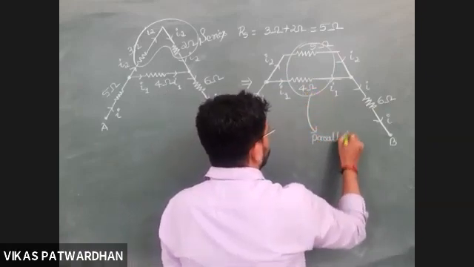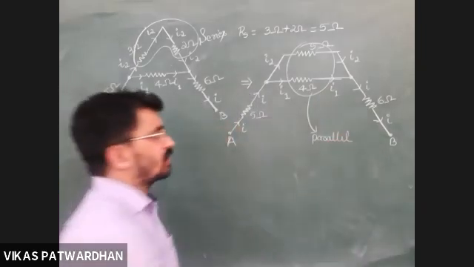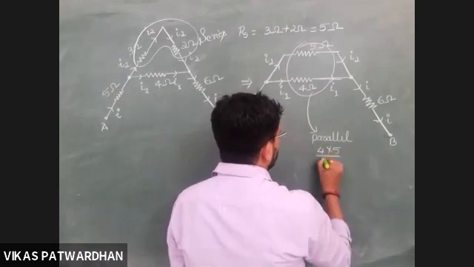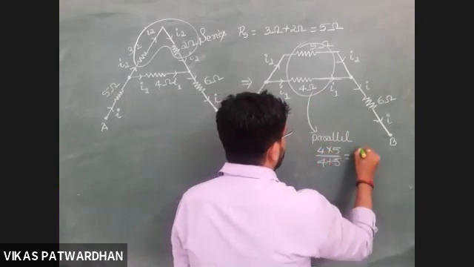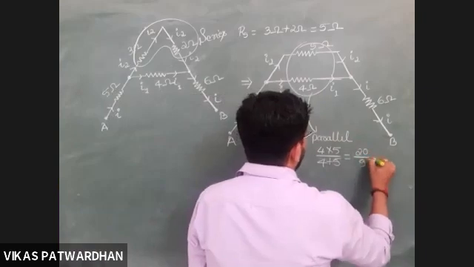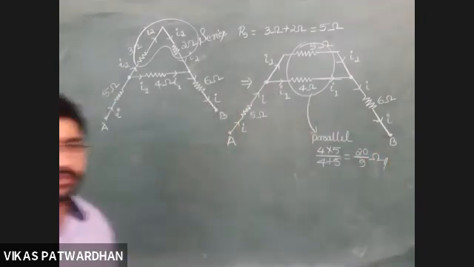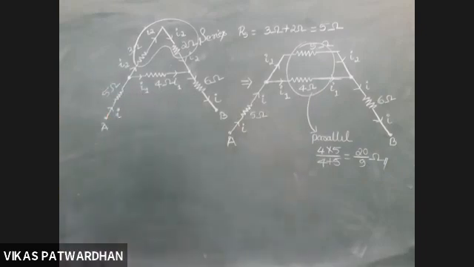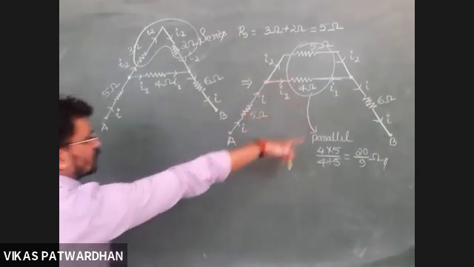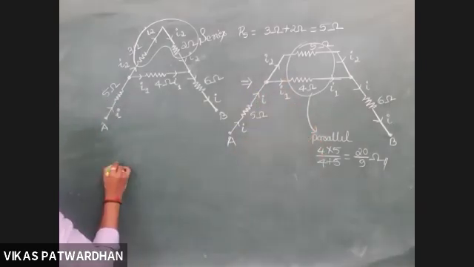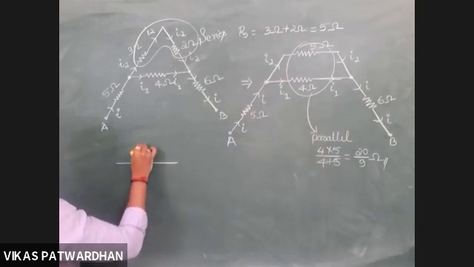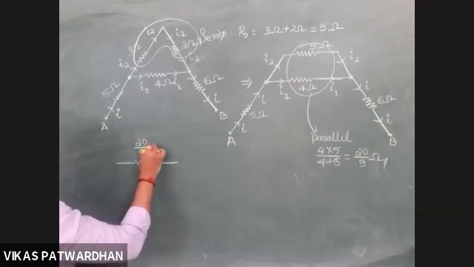If they are in parallel, what next? 4 into 5 divided by 4 plus 5. 20 divided by 9 ohm. Hold on. Is that correct? Write another circuit. Instead of 2 resistors, now I have one resistor of resistance 20 by 9. So it is 20 by 9 ohm.